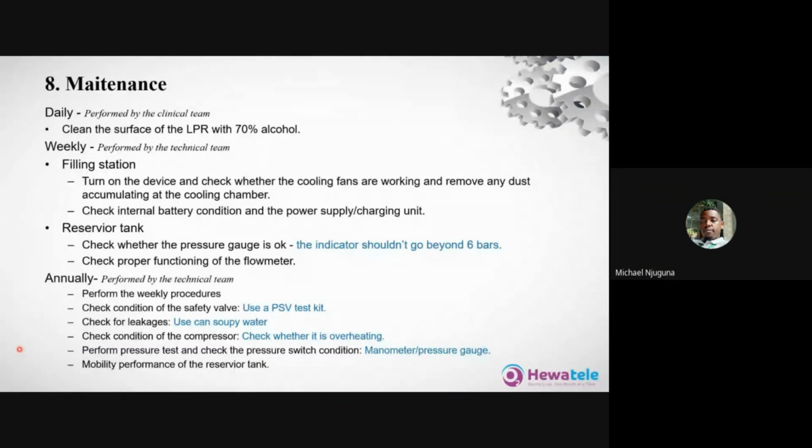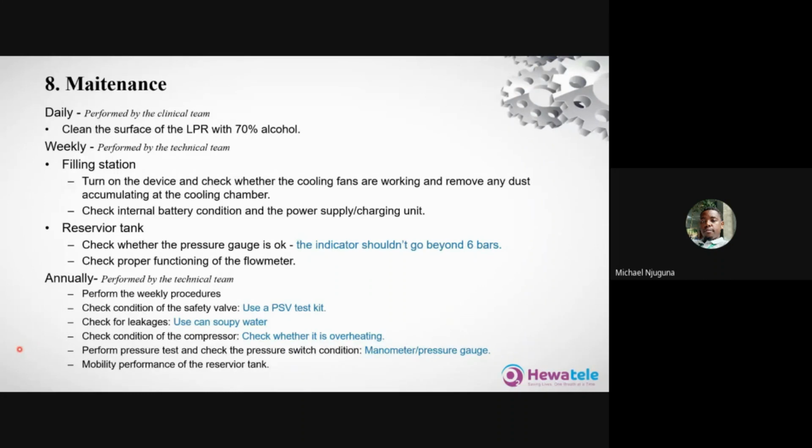Check condition of the compressor. Check whether it's overheating. Turn on the device for at least 5 minutes. Check for overheating and any form of noise that is not consistent with the normal operation, and of course attend to any issues about the compressor accordingly.